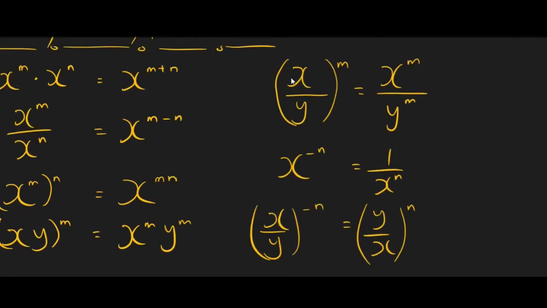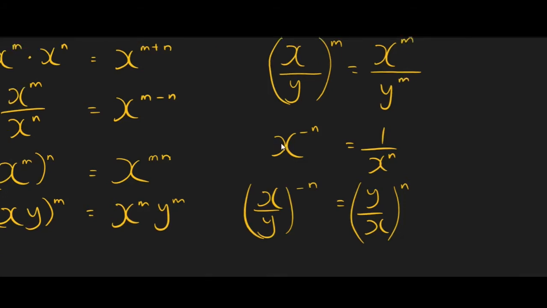If you have two different numbers dividing and raised to a power, it is similar to the two different numbers dividing but all raised to the same power. If you have a number raised to a negative power, it is equal to 1 over the number raised to the positive power. If you have two numbers dividing raised to a negative power, it's the same as the reciprocal of the two numbers all raised to positive power.